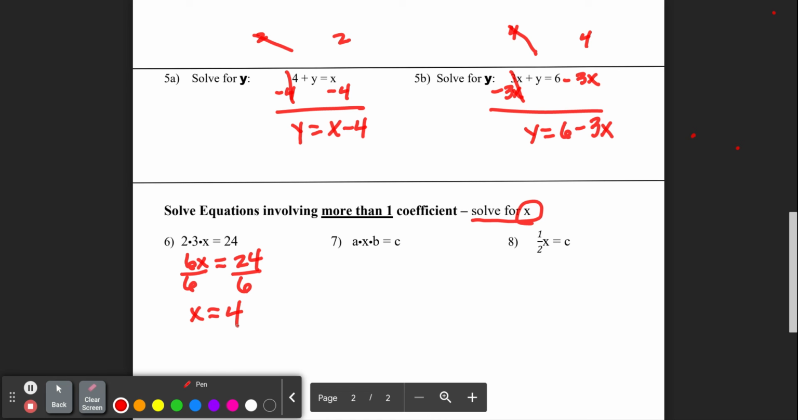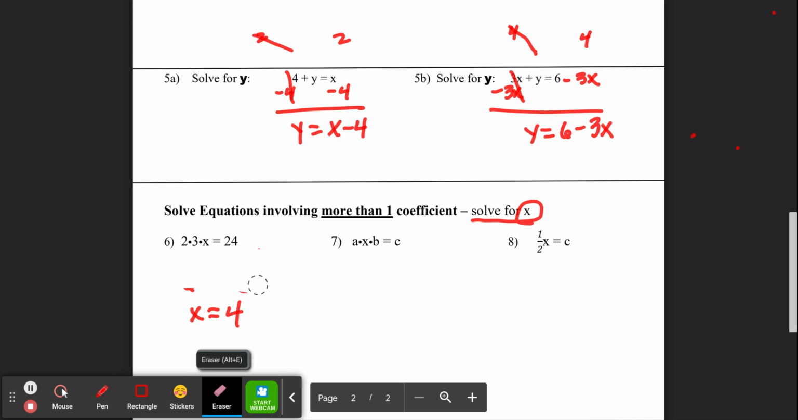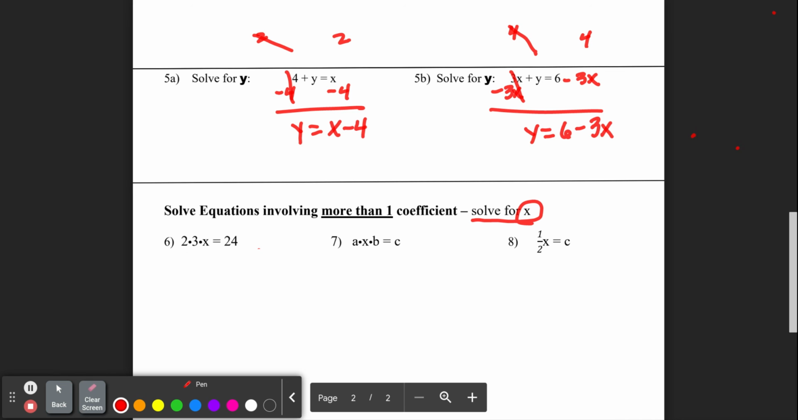Now then, something else I could do, instead of putting a 6x, since it's all multiplication and I'm solving for x, I could divide by the 2 and the 3 on both sides. So those cancel, those cancel. So I have x is equal to 24 divided by 2 times 3, which is 6. So 24 divided by 6 gives us 4.